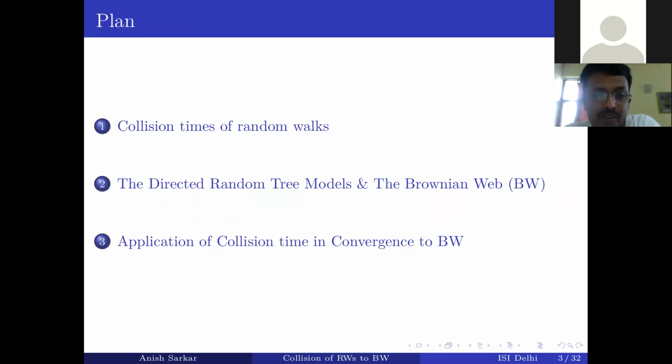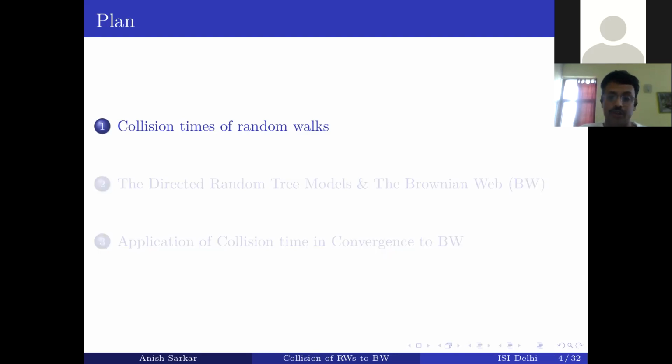Collision time of random walks is the main topic on which I'm going to spend most of my time. Then, quickly, if time permits, directed random tree models and the Brownian web. We'll just discuss it, and this is going to be very quick. And finally, if we can come to the end, the application of collision times. Okay, so we can start.